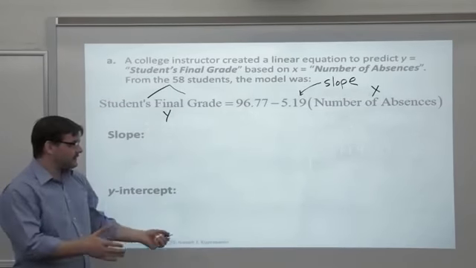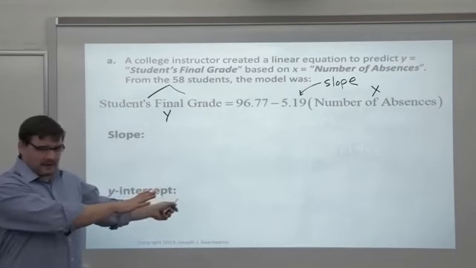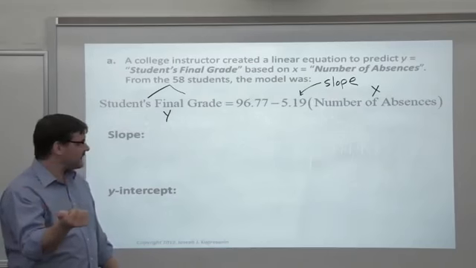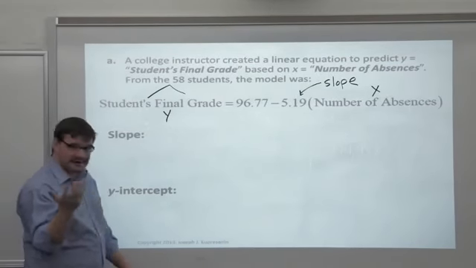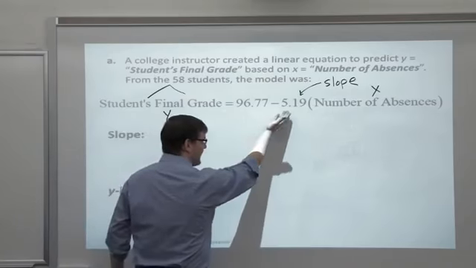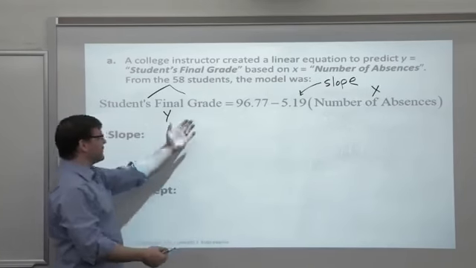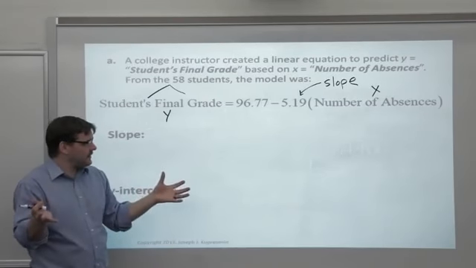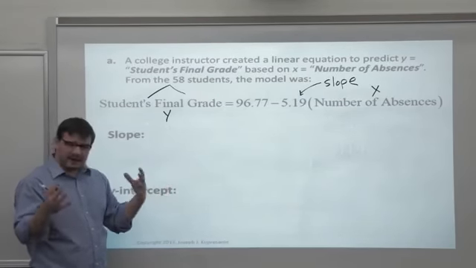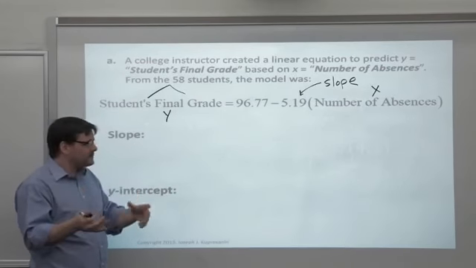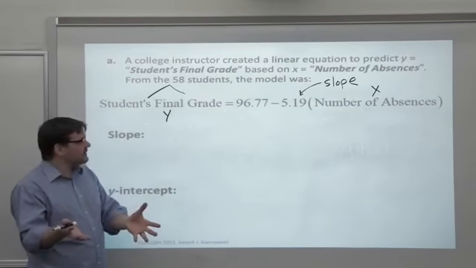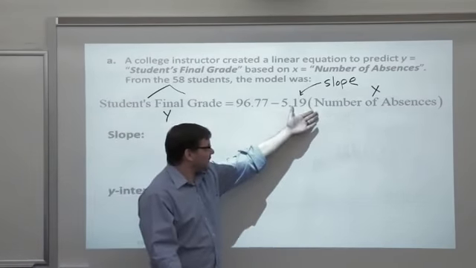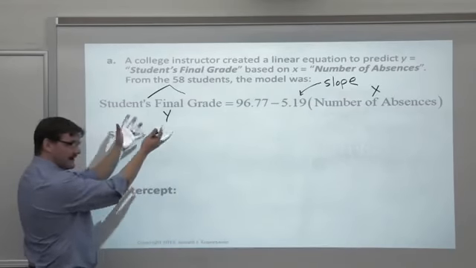All right, so we'll just say it first, then we'll write it down. The model is predicting that for each class a student misses, for each extra absence, the grade is predicted to decrease by 5.19 points. That's what the model is telling us. Of course it's not literally true. If a randomly selected student missed a class, would we expect their final grade to go down by over 5%? Probably not. They could lose more, could lose less, no change, but that's what the model is telling us, and the model is based on the data that we collected.